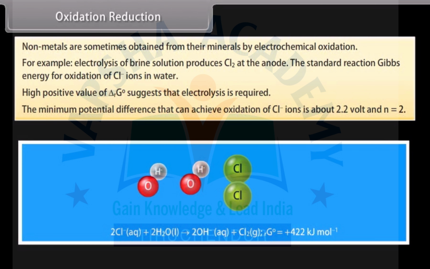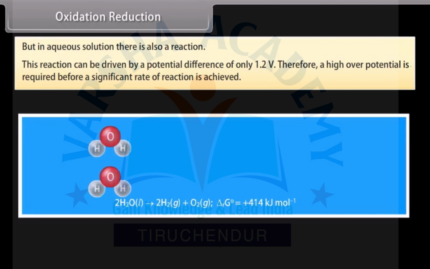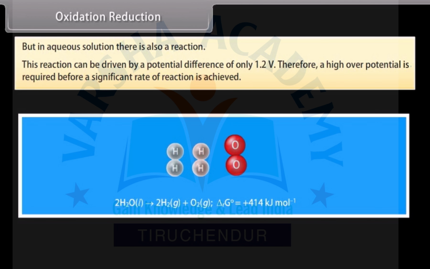The minimum potential difference that can achieve oxidation of Cl- ions is about 2.2 volt and n is equal to 2. But in aqueous solution there is also a reaction of water oxidation. This reaction can be driven by a potential difference of only 1.2 volt. Therefore, a high overall potential is required before a significant rate of reaction is achieved.